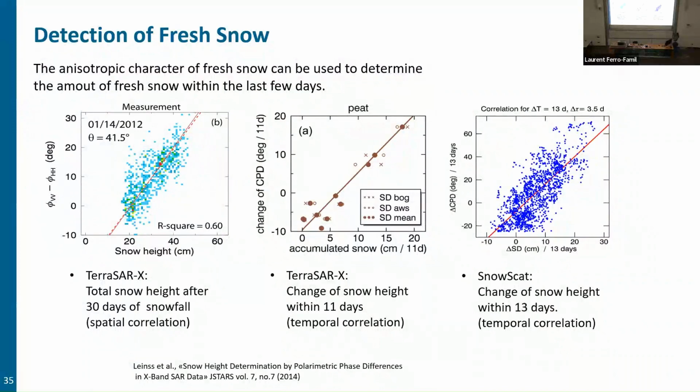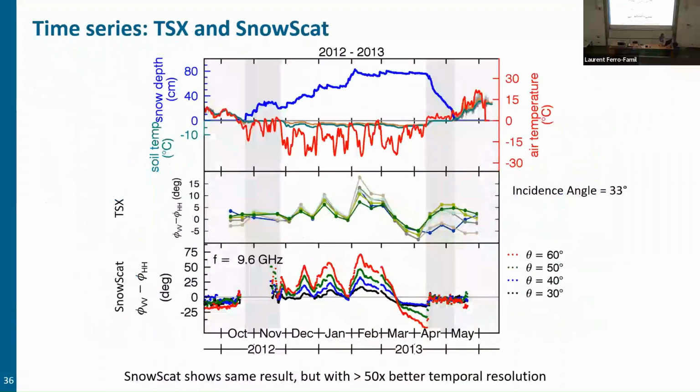And here also you see you have quite a strong correlation between the HH, VV and the snow height, because that's what we like to estimate, to see if there is a relation.